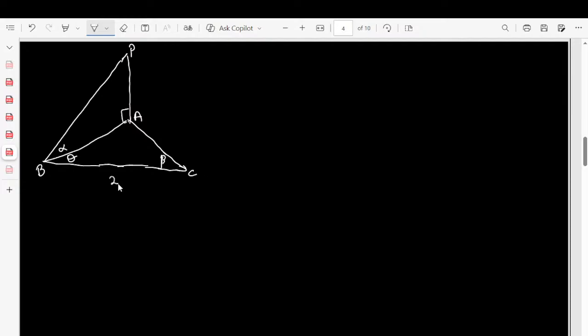The length of BC is given as 20. So this is the only information that you have, and the first question, number 1, they want us to write AP in terms of AB and alpha.